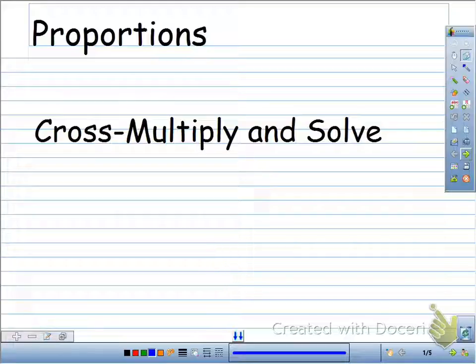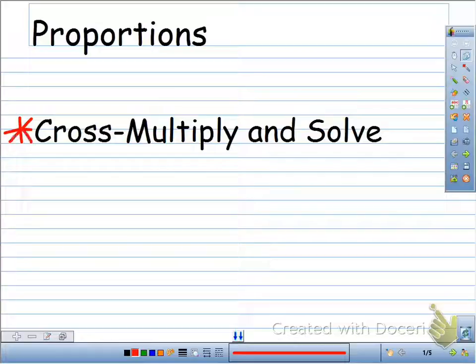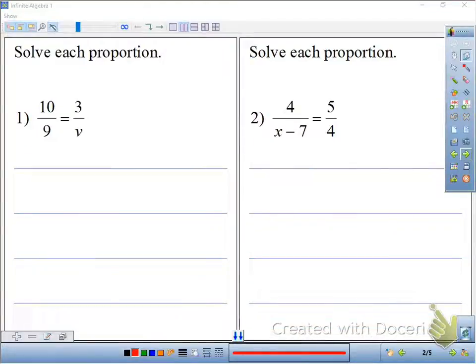One of the keys when we're solving proportions, these are equations where you have two fractions set equal to each other. The main thing to remember as a reminder is that you have two fractions set equal to each other. We're going to cross multiply, and then we're going to solve the equation that's left there. Okay, so let's go ahead and take a look at a few examples here.